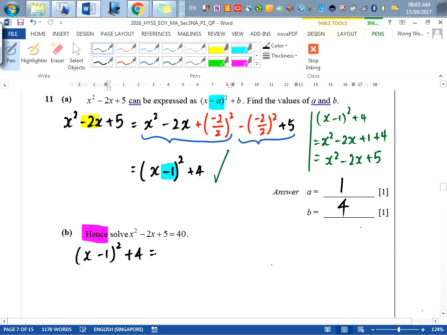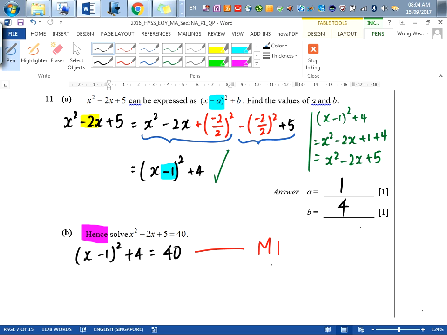How much is this equal to? Yeah, it is equal to x squared minus 2x plus 5, right? But according to my question in part B, it is equal to 40. This very simple step, you get 1 mark. Good deal, right? This is 1 mark already. So what happens next?